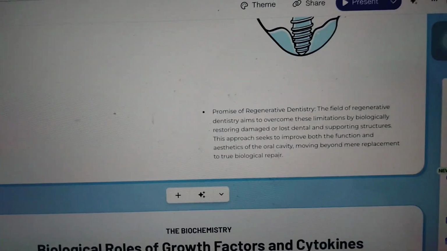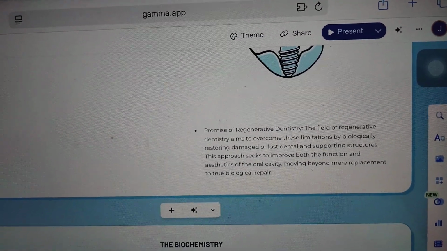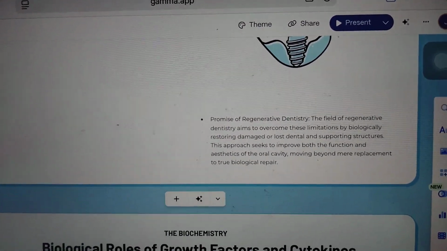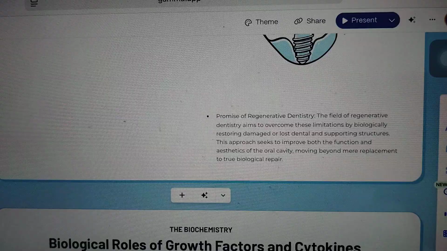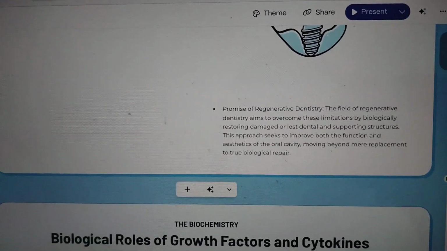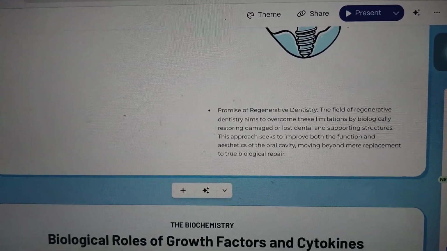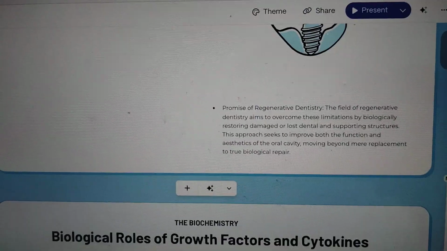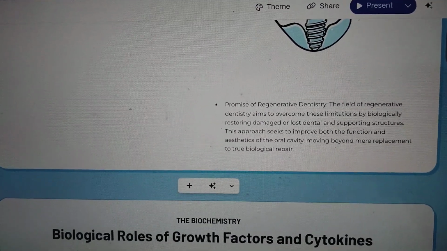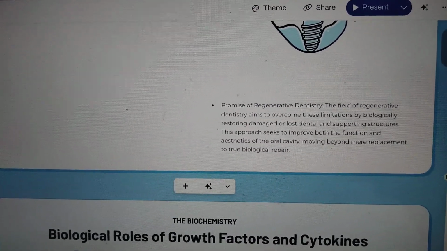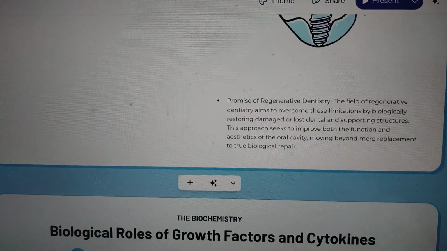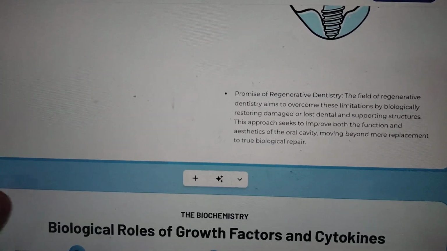to the patients. Promise of regenerative dentistry: the field of regenerative dentistry aims to overcome these limitations by biologically restoring damaged or lost dental and supporting structures. This approach seeks to improve both the function and aesthetics of the oral cavity, moving beyond mere replacement to true biological repair.